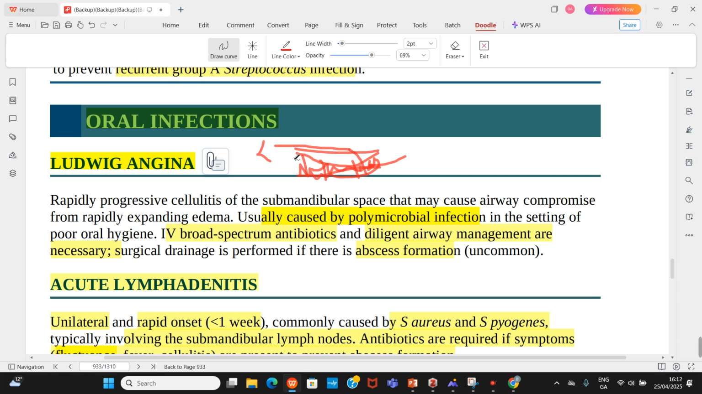Anybody knows what will happen when the tongue is moving backwards? Anybody? What happens to somebody when the tongue falls backwards? There's going to be airway obstruction. So that's why for people with Ludwig angina, we need to act very, very fast.